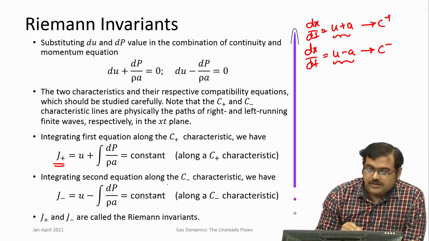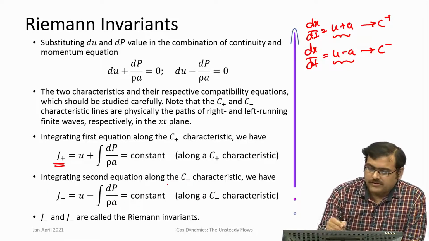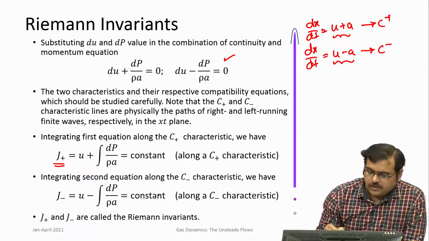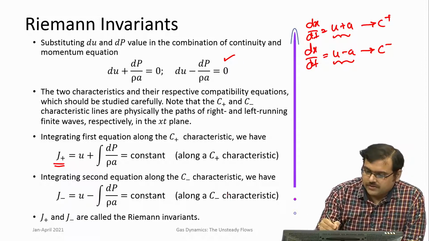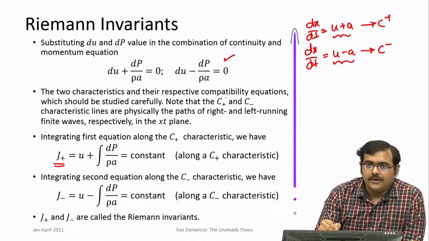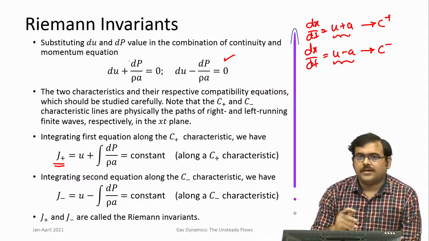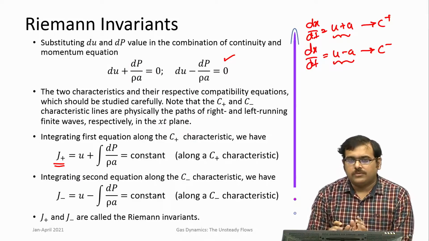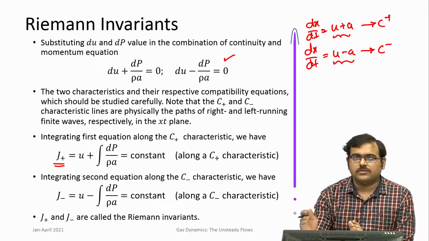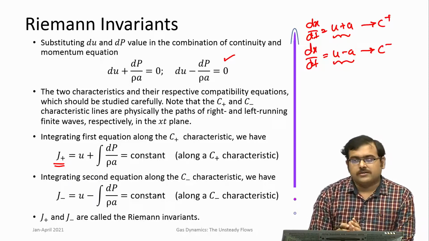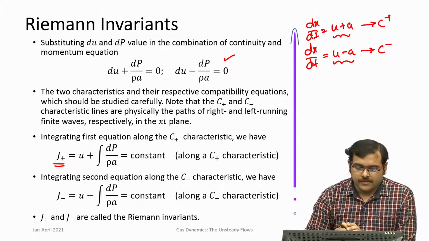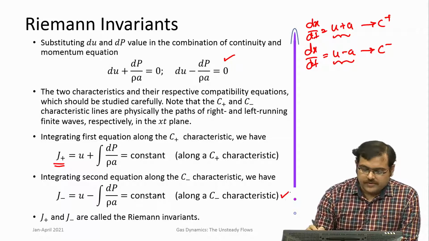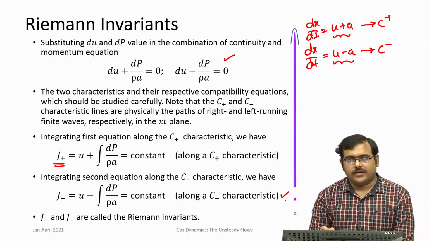Secondly, if you integrate the second equation, then you get u minus integral dp by rho a is constant along a C minus characteristic. So this is along u minus a and this is along u plus a. This has to be borne in mind, it cannot be randomly done. So J plus corresponds to C plus, J minus corresponds to C minus. Now this is quite general, this is dp by rho a, it is general.